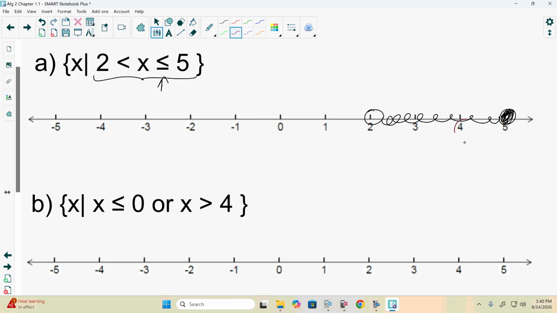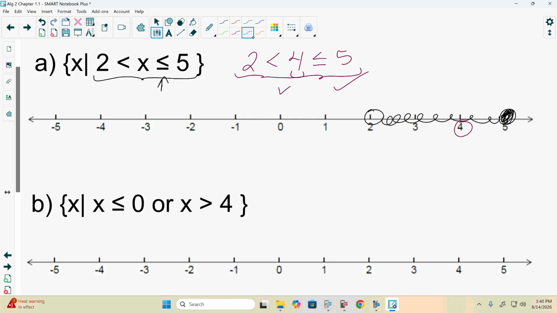One of them we could pick would be, say, 4, and I'm going to replace x with 4 and then just make sure it works. Is 2 less than 4? Yes. So that's true. Is 4 less than or equal to 5? So that works, so it should be included in the answer. That's all a test point is.